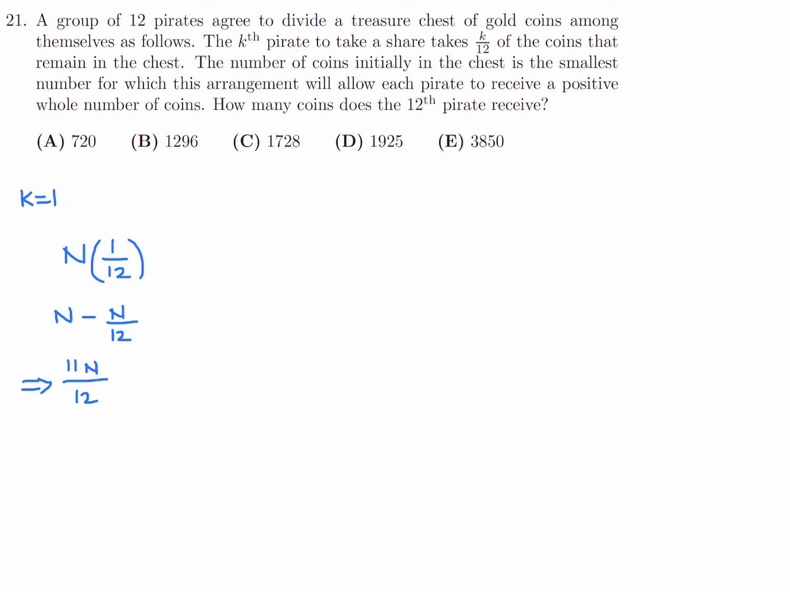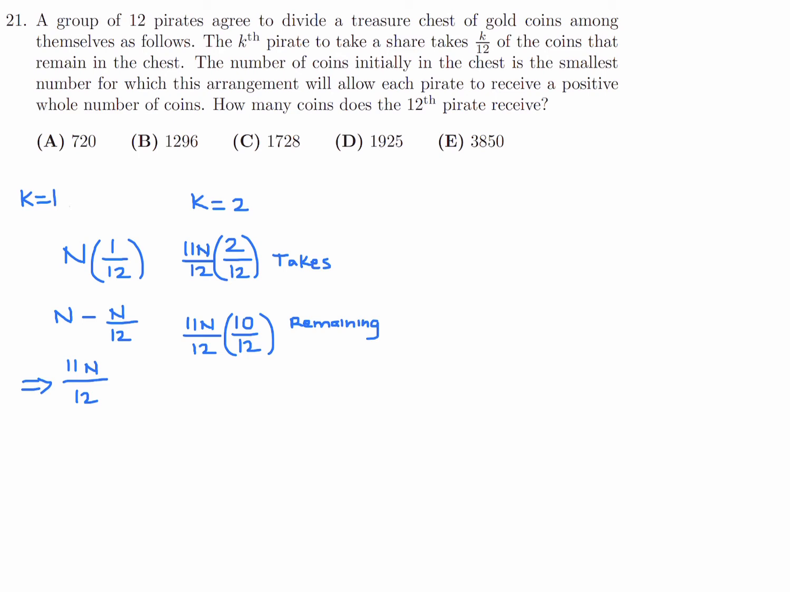Now let's go to the second pirate. Now k is equal to 2. Remember, we have this much remaining. So the second pirate will take, since k is 2, 2 over 12 of the amount that's remaining, which was 11N over 12. Now this is how much he takes. So how much does he not take? Well, he takes 2 over 12, so he doesn't take 10 over 12, right? And we have to multiply that by how much was remaining. So this is the amount he takes, and this is the amount he doesn't take. So if he doesn't take it, that's the amount that's remaining.